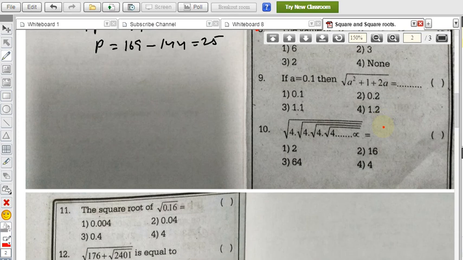Let's solve one more. Ninth one: if a is equal to 0.1, then find the square root of a square plus 1 plus 2a. Just substitution, nothing there. a is equal to 0.1. 0.1 we can write as 1 by 10. 1 by 10 is nothing but 0.1. Square root of a square plus 1 plus 2a.